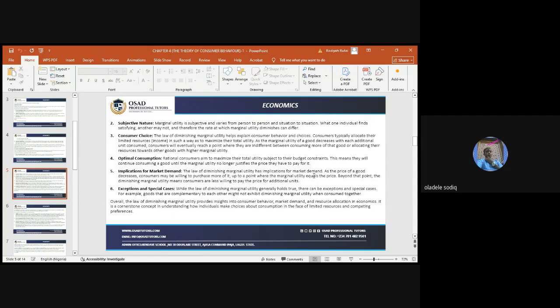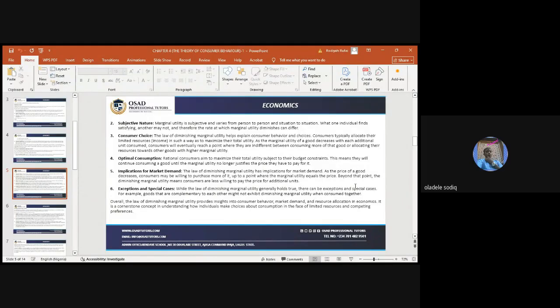And as they are willing to buy more, it will get to a situation whereby their marginal utility will be equal. This means consumers are less willing to pay the price for additional units. So another one again is exceptions and special cases. While the law of diminishing marginal utility generally holds true, there can be exceptions and special cases. For example, goods that are complementary to each other might not exhibit diminishing marginal utility when they are consumed together.